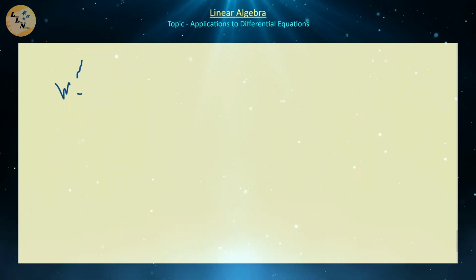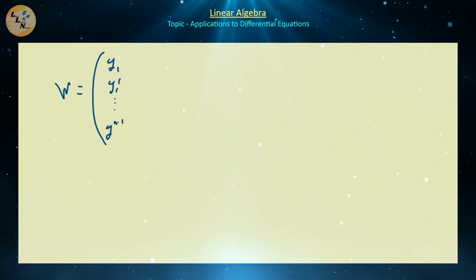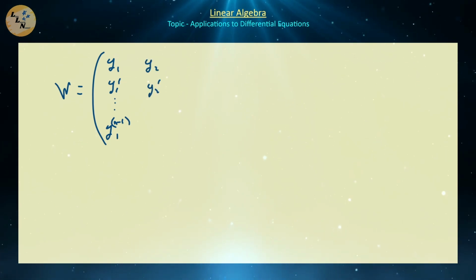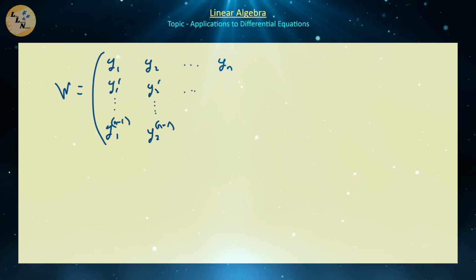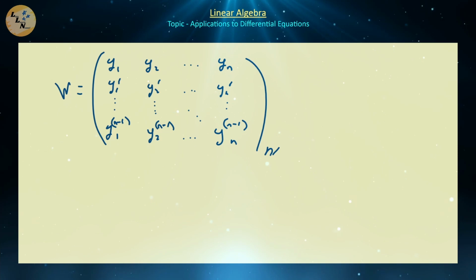The Wronskian is going to be equal to the matrix with y1, y1 prime, all the way down to the n minus 1th derivative of y1. Then we have y2, the first derivative of y2, all the way down to the n minus 1th derivative of y2. And then we go all the way down to ym, the first derivative of ym, all the way down to the n minus 1th derivative of ym. One should be able to see that this is indeed an n by n matrix.